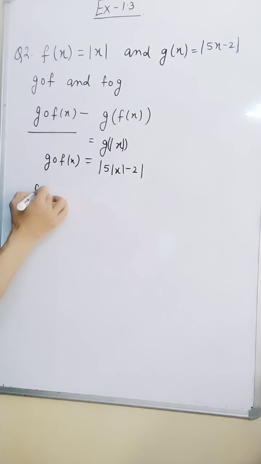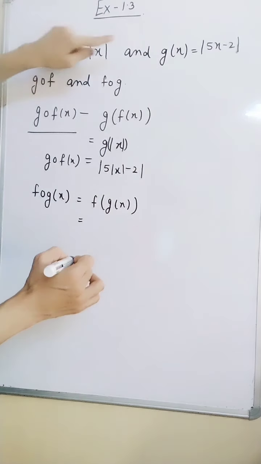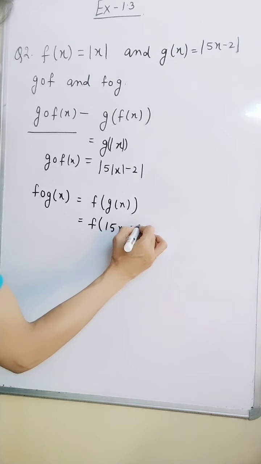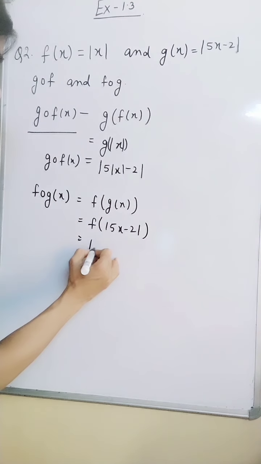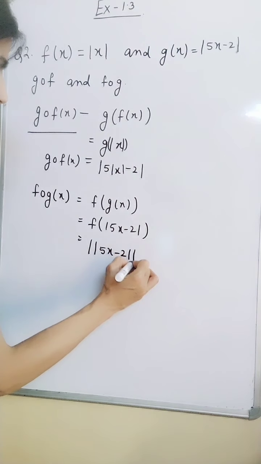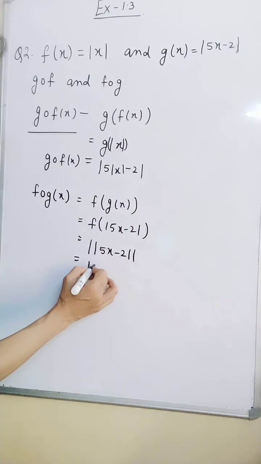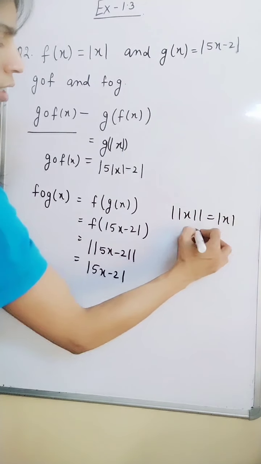Now find fog, right? fog means f of g(x). Now check what is the value of g(x). Put this value here, 5x minus 2. Clear? Now in f(x) at the place of x put this value. So f(x) is given as mod x, so mod of 5x minus 2. Now see, mod of mod is mod only, meaning we can write this as mod of 5x minus 2, since mod of mod x is equal to mod x. By this we can write this.